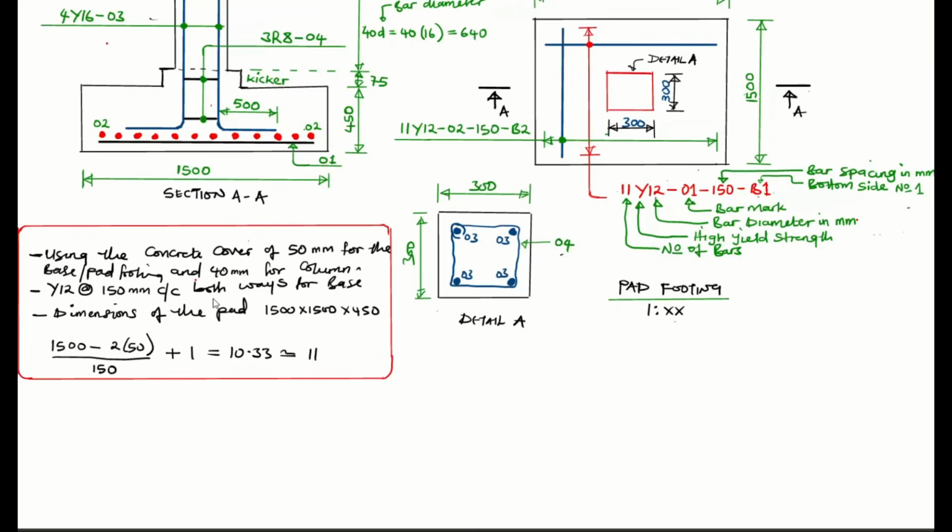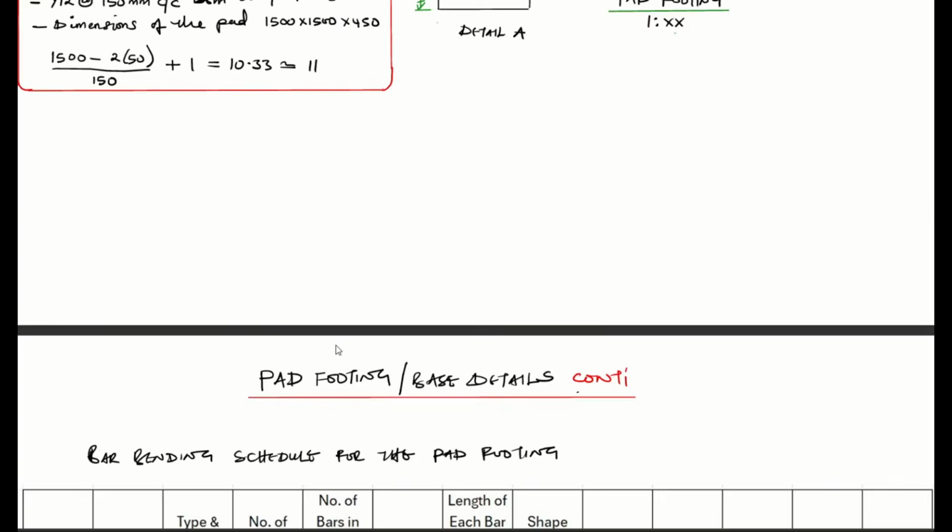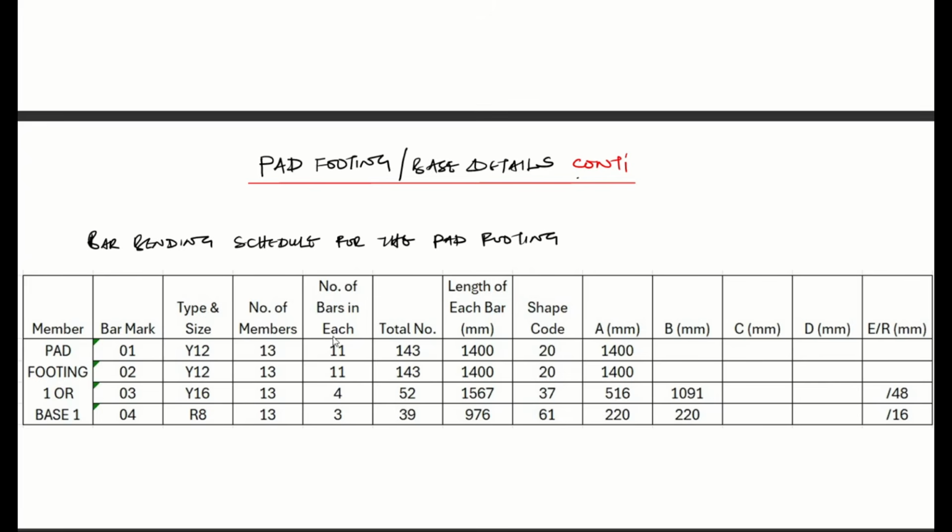Now, how you calculate the number of bars, we had mentioned it earlier when we were doing the sketching, which is just this formula here: your length minus the concrete cover, divided by 150, plus 1. You get 10.33, right? Then the 10.33, you round off to the nearest whole number, you get 11. This is why we have 11 here on the number of bars in each. On the total number, you multiply the number of bars in each by the number of members. Then it will give you the total number of bars that are needed. So in this case, when you do 11 multiplied by 13, you get 143.